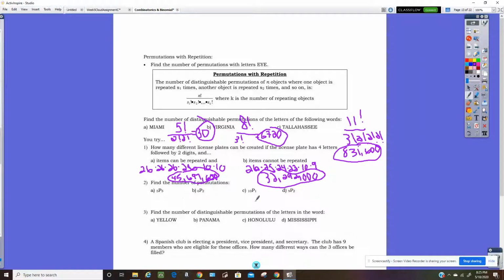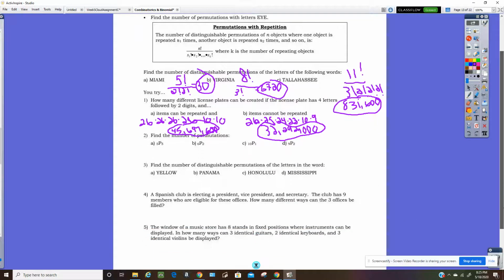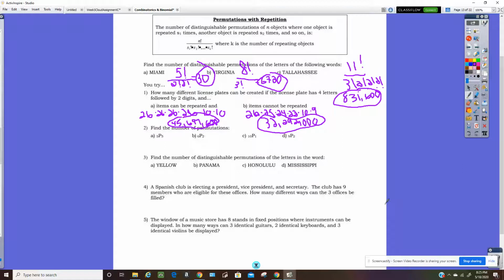I'm going to skip this section here. It's just a matter of plugging into the formula. And then for Yellow, I'm just going to set these up here. So 1, 2, 3, 4, 5, 6 factorial, and there's 2 repeated letters there.